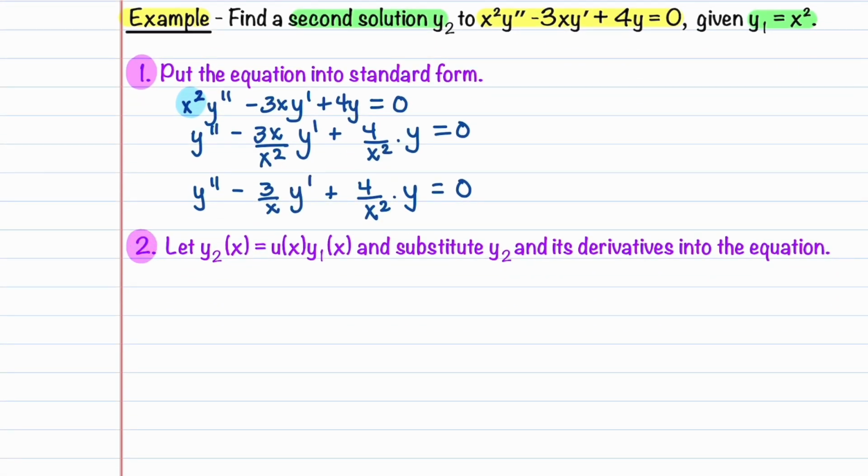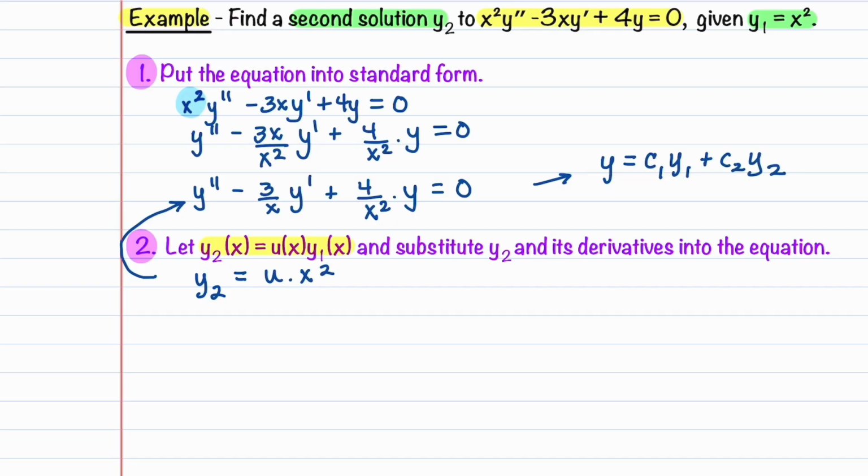In step 2, we're going to make a substitution that y2, the solution that we want to find, is equal to u times y1, and y1 is the solution that we already know. For our example, we are going to let y2 equal u of x, so I'm just going to call that u, times y1, which we were given as x squared. What we're going to do now is take y2 and substitute it back into this equation. We can do that because the solution to this equation is y is equal to c1 y1 plus c2 y2.